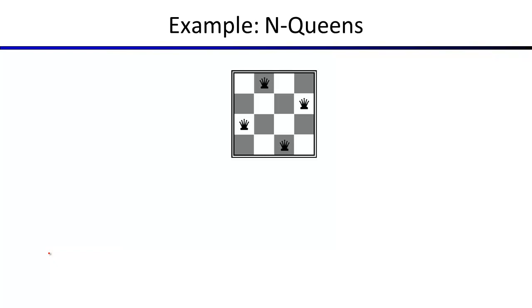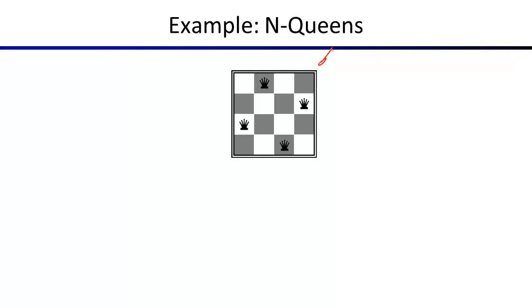Second example, N-Queens. This is a puzzle. What are you trying to do here? You get a chessboard, and the goal is to place queens on the chessboard in a way that no queens attack each other. How do queens move in chess? They can go vertically, horizontally, diagonally. So you want to place your queens such that there's never a diagonal, horizontal, or vertical connection between two queens. This here is an example of a solution.